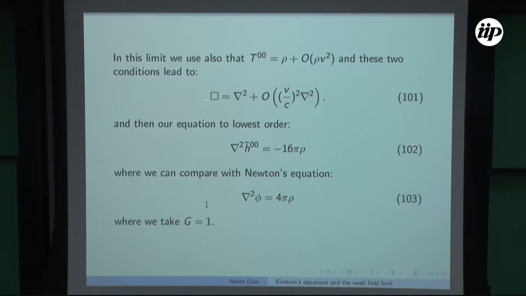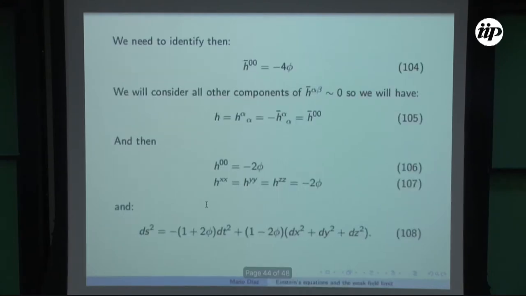And then we can write the box operator like this. Our equation to the lowest order is going to be written like this. And if we compare with Newton's equation, then we see that this is what we obtain, where we put just G equal to 1 because we work in those units, G equal 1, c equal 1. So we need to identify h00 with minus 4 phi. And we consider all the other components to be small. And essentially, this is what we get, that h00 is minus 2 phi. And we recover this formula that I introduced at the beginning for a metric in a weak field limit.